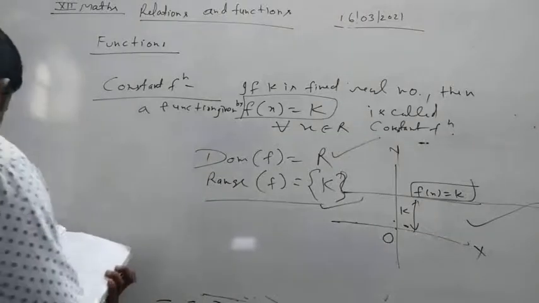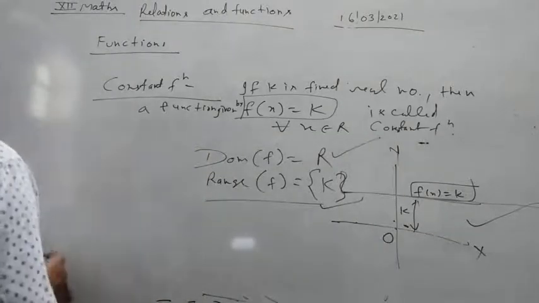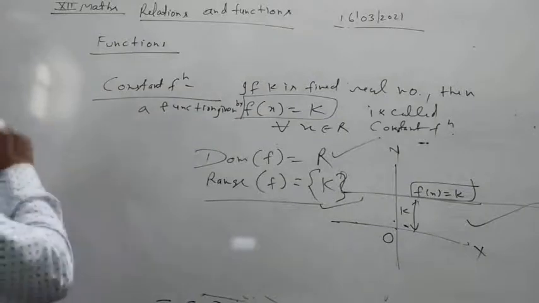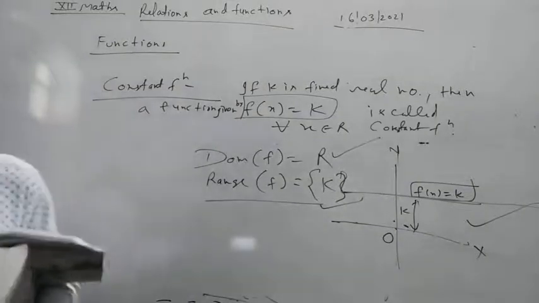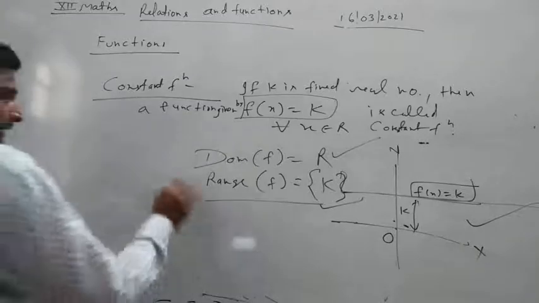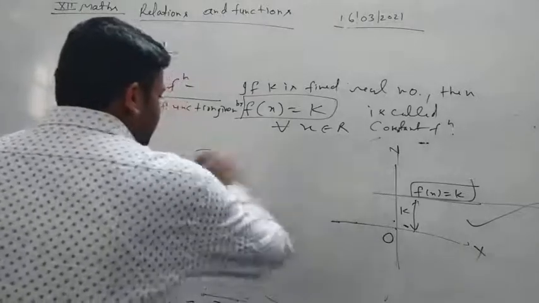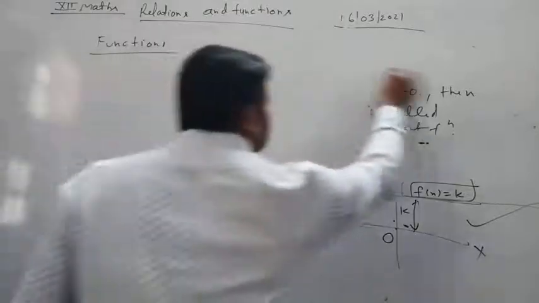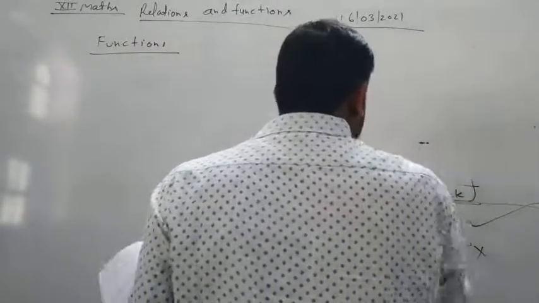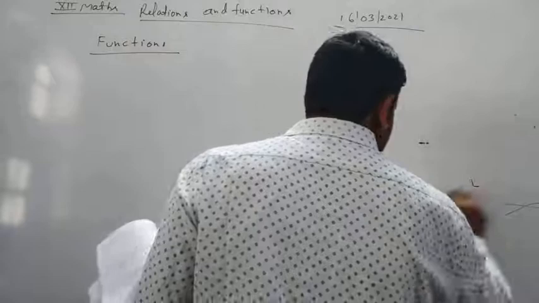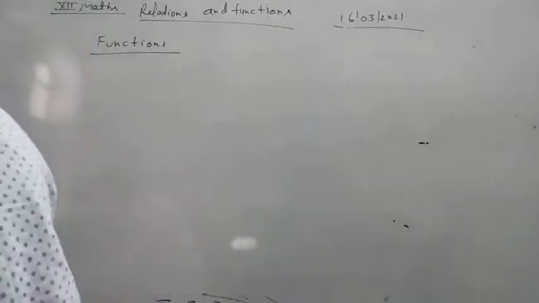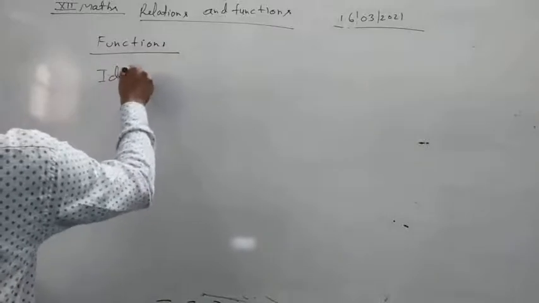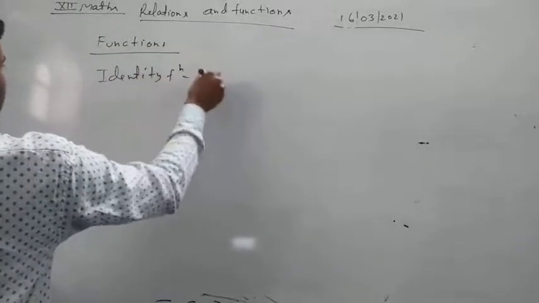Now students, our next function is the identity function. Now we see what the identity function is and what its graph is. So next is the identity function.